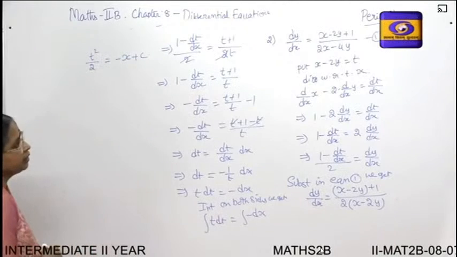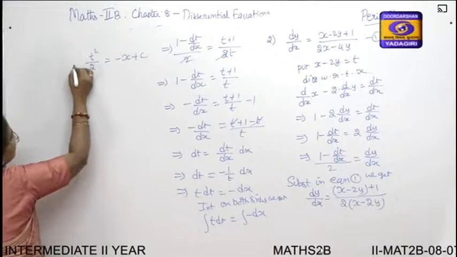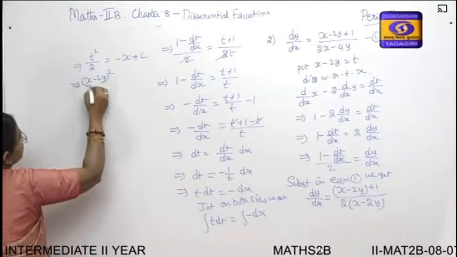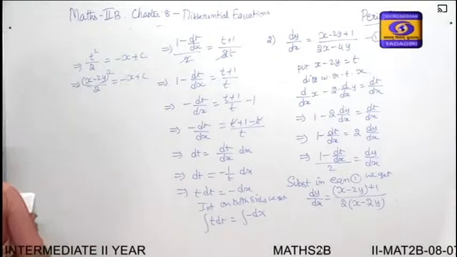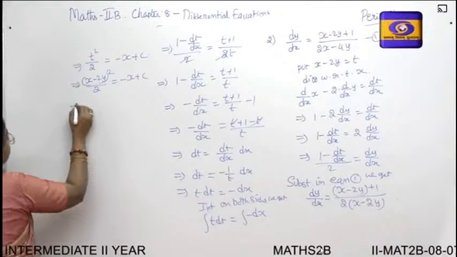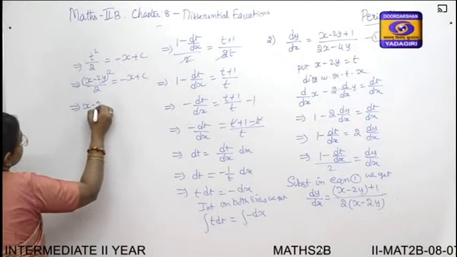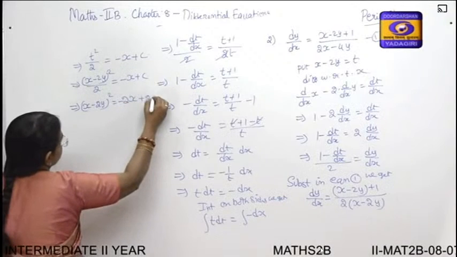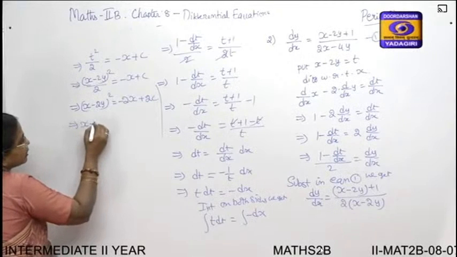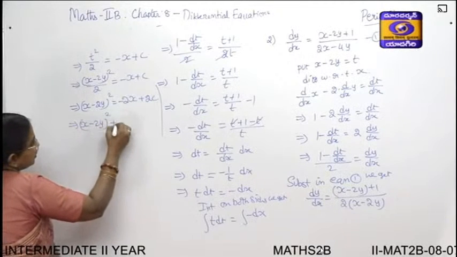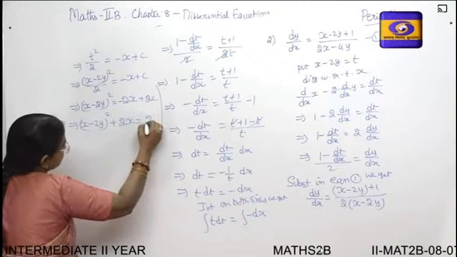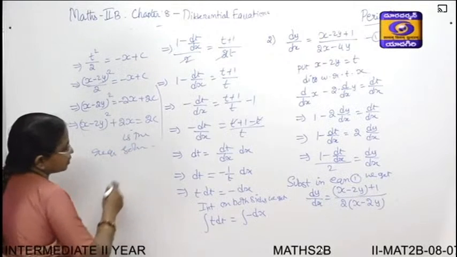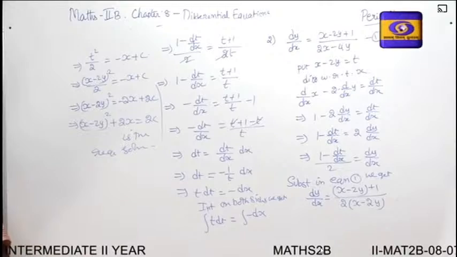But what is our t? t is x minus 2y. So that means (x minus 2y) whole square by 2 is equal to minus x plus c. So when you cross multiply, it is (x minus 2y) whole square is equal to minus 2x plus 2c. 2c is again some constant c only, so you can write (x minus 2y) whole square plus 2x is equal to some constant, which is the required solution of the given differential equation. So like this we do the problem.